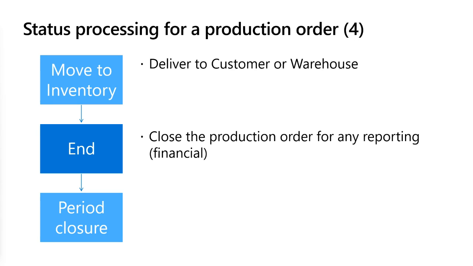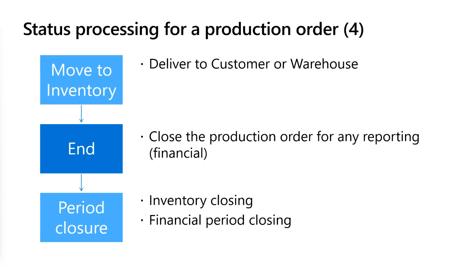If you look at a company from a general perspective, then the next phase would be the period closure, like inventory closing, where you are not able to post inventory consumptions anymore to that closed period. And likewise for the financial period closing, where you're not able to post any financial transactions anymore.